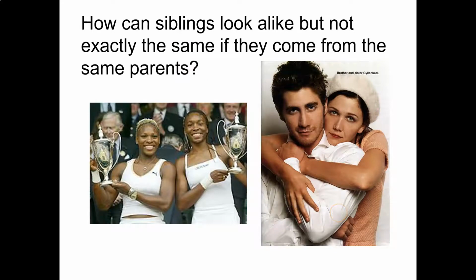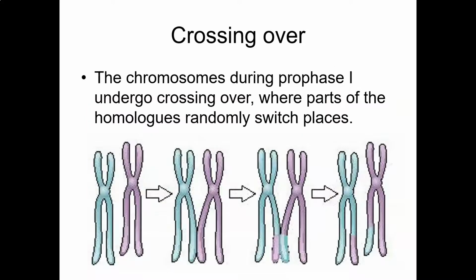Now, this brings up another question. How can siblings, knowing that your parents' DNA is half, you have half your mom's, half your dad's DNA, how's it possible that they do not look exactly the same, but they look similar enough that you know they came from the same parents? Well, a big part of that is crossing over. Another part is you have independent assortment. You get it random, you get independent assorted chromosomes from each parent. This is one of the Mendel principles. But another major factor is crossing over.